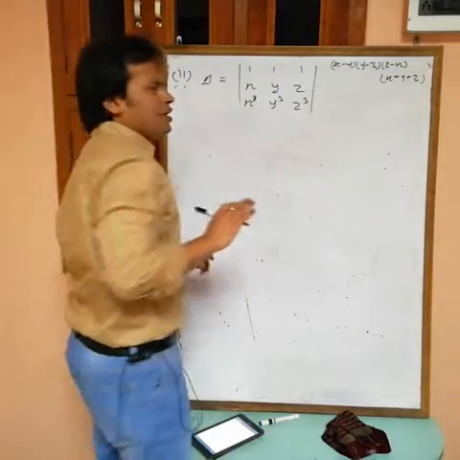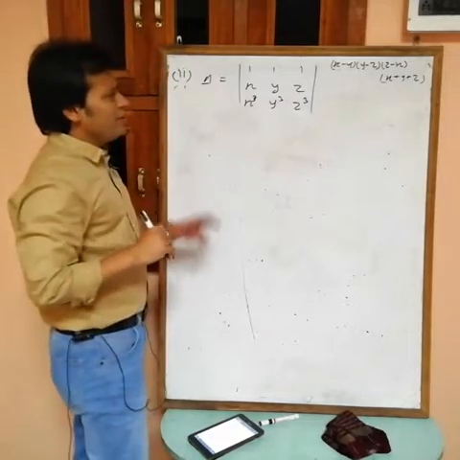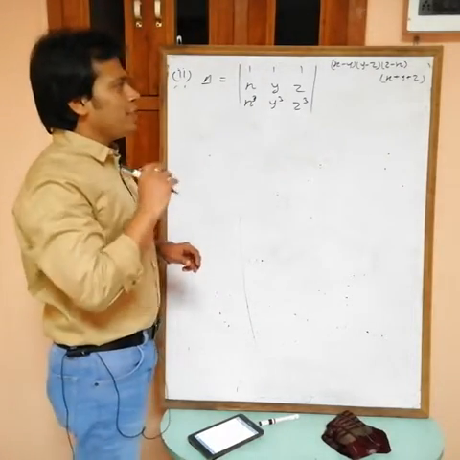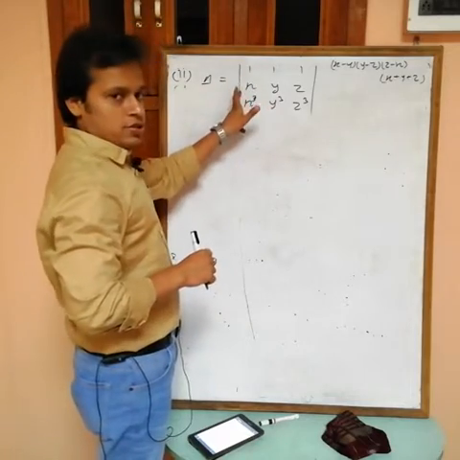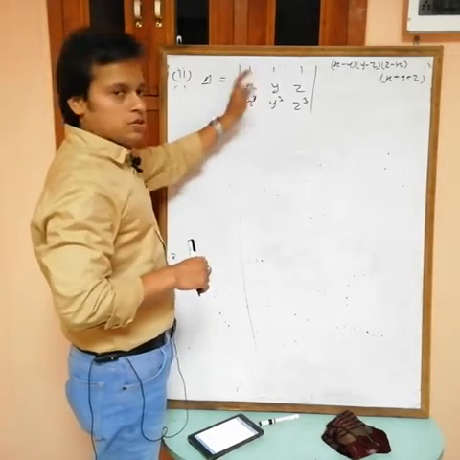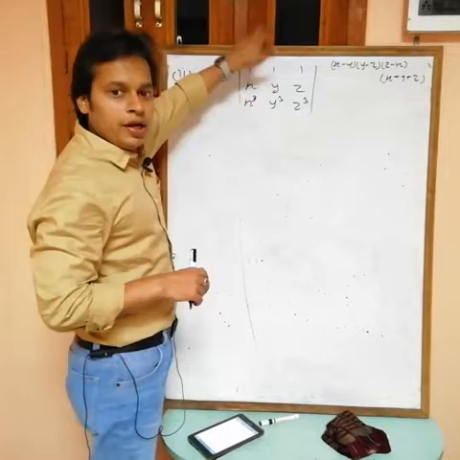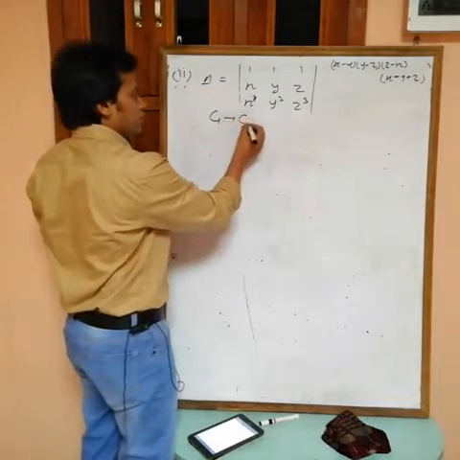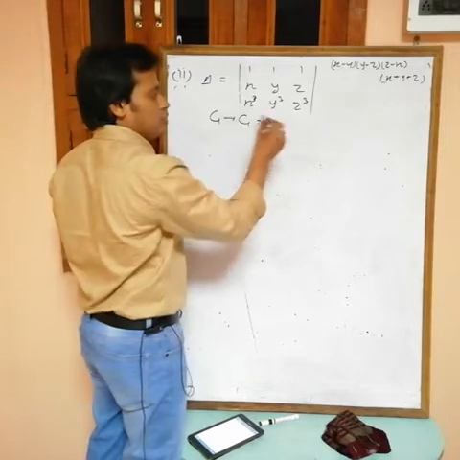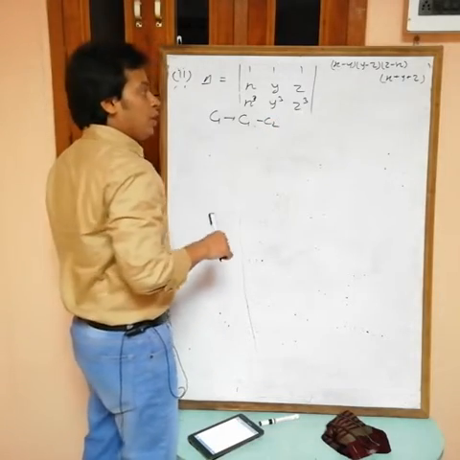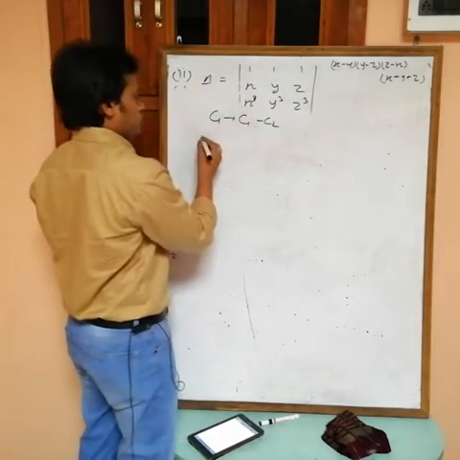Now again, same. First, what do you want? x minus y. How do you get x minus y? You will get x minus y if you take this one minus this one. Now this is C1 and this is C2. So in C1, what do you want to do? I want to subtract C2, so C1 minus C2.